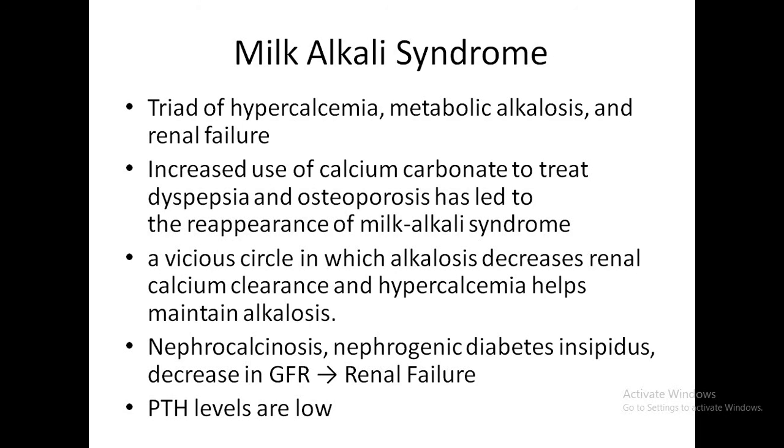Milk-alkali syndrome is characterized by a triad of hypercalcemia, metabolic alkalosis, and renal failure. This was much more common in the past because lots of sodium bicarbonate was used in the treatment of peptic ulcer disease, but interestingly it is now reappearing due to the increased use of calcium carbonate to treat dyspepsia and osteoporosis. So a vicious cycle occurs where alkalosis decreases the renal calcium clearance, and the ensuing hypercalcemia will maintain the alkalosis, so the alkalosis again decreases the calcium clearance. It's characterized by nephrocalcinosis, nephrogenic diabetes insipidus, and a decreased GFR when it is quite severe, and it could result in renal failure. And PTH levels are low.